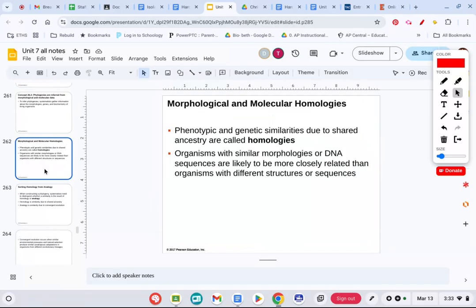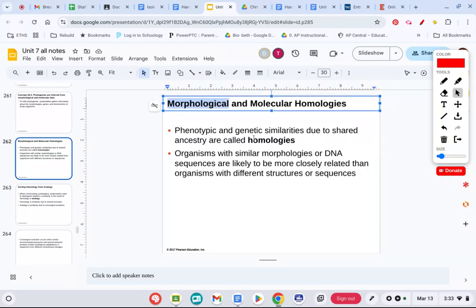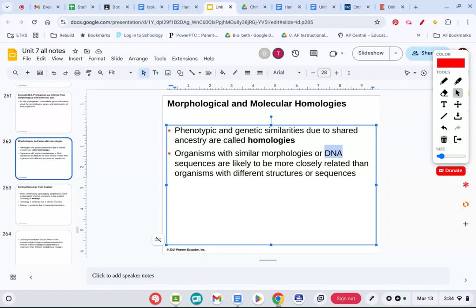Let's talk about these. Okay, so one thing we can look at is homologies, and this could be either structural homology or molecular homology. So organisms with similar morphologies or DNA sequences are more likely to be closely related. That kind of makes sense, right? If you have a similar appearance, in general, it's not always the case. But if you tend to look the same, or if you have very similar DNA sequences, then those two groups of species are probably more closely related than ones that have fewer similarities.